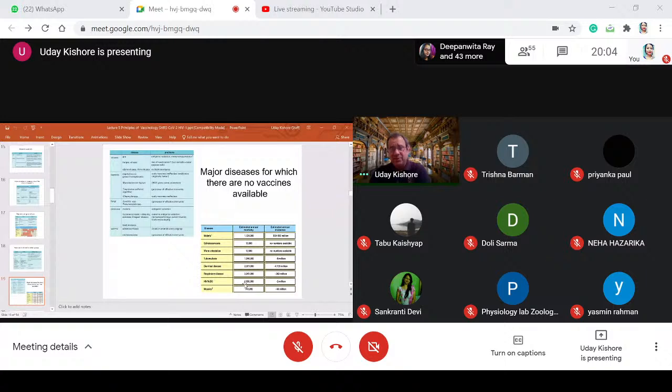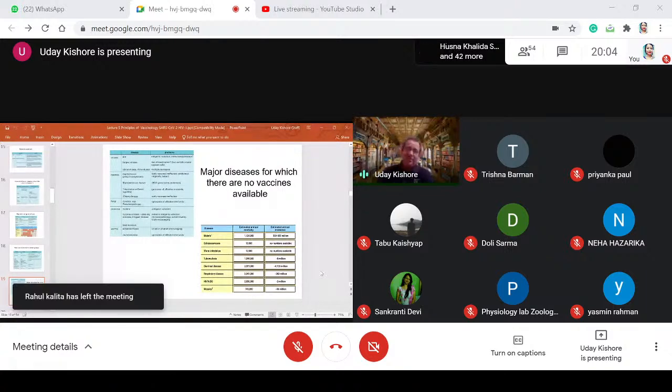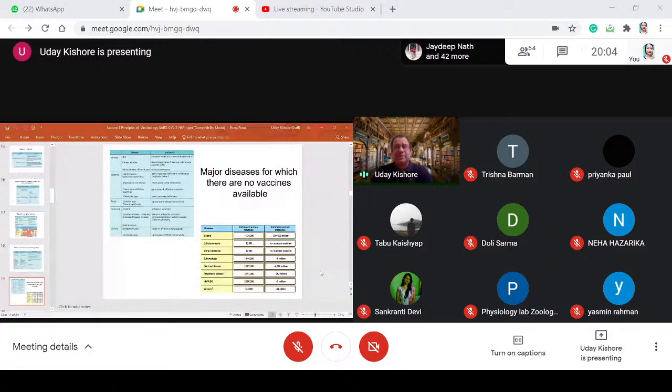AIDS, we'll talk about it today. Still there is no vaccine. Malaria, still there is no successful vaccine made in the last 100 or 120 years of the development of immunobiology. We still don't have vaccines against the majority of the pathogens. And that is something which is a very burning question. We need to address them.